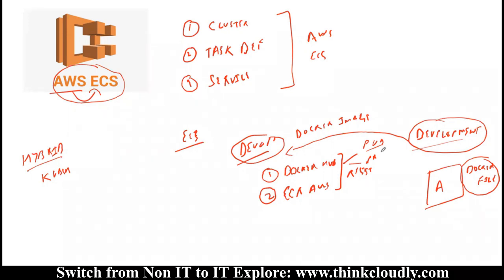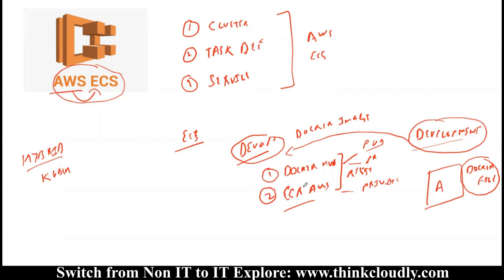Private repository you keep when you don't want to expose your image to the entire world, then you keep it in a private repository. And if you want to expose it and you want others to use it, then you keep it in a public repository. So ECR, which is AWS ECR, is the private repository. Always remember, it doesn't have any public repository. So in a private repository, what happens? You keep all your images in ECR, and that cannot be shared with others.